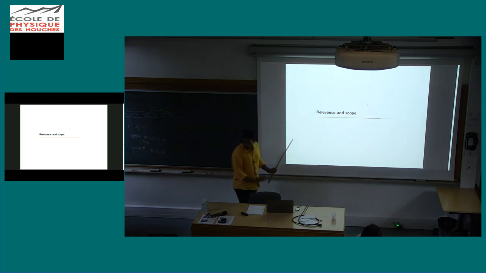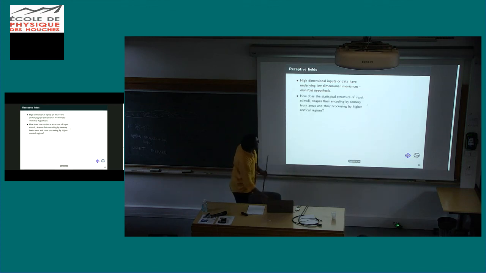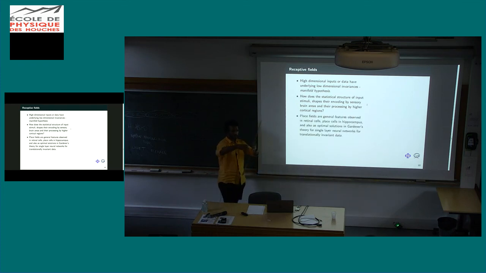Okay, so I'm going to talk about why this is relevant. High dimensional inputs or data have underlying low dimensional invariances. This is called the manifold hypothesis, which many people support. And it's important to understand how the statistical structure of input stimuli, so what we see, what data we hear, or what sort of images we get, shapes its encoding by the brain areas and further higher processing. The fields of the hidden units are what I call place fields, and are general features observed in retinas, and in place cells in the hippocampus. I'll quickly talk about place cells in the next slide.